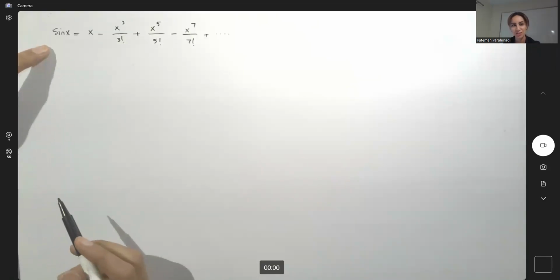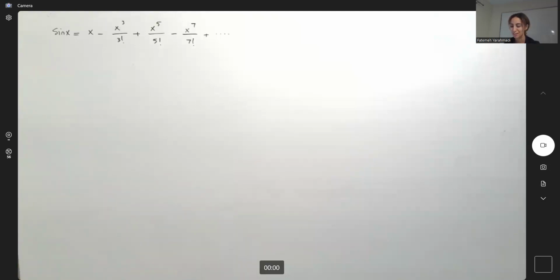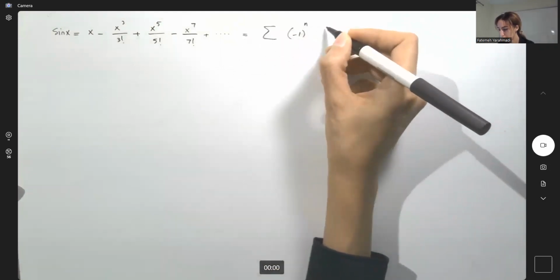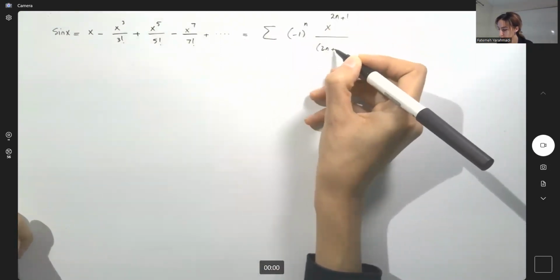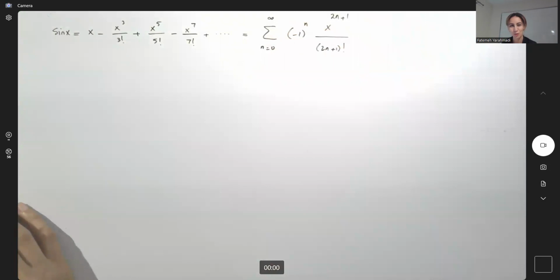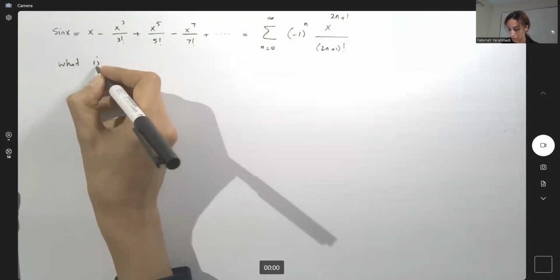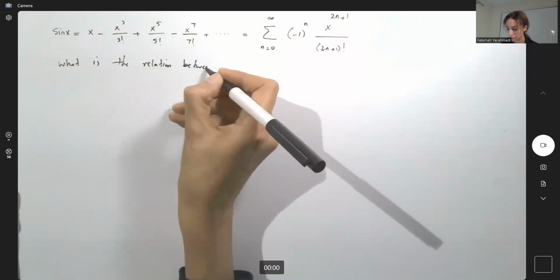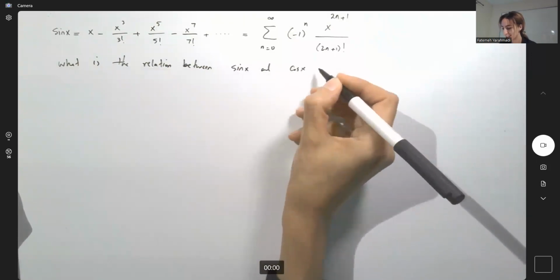Okay, so you were asked how to use sine to get to the cosine series. So this can be written as the sum from n equals 0 to infinity of (-1)^n x^(2n+1) divided by (2n+1) factorial, right? So what's the relation between sine of x and cosine of x?